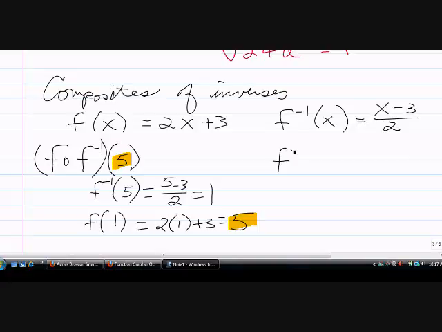Let's do it again. This time I'll compose it the other way. We'll go for f inverse composed with the original function at 8. Well, first I do the function on the right.